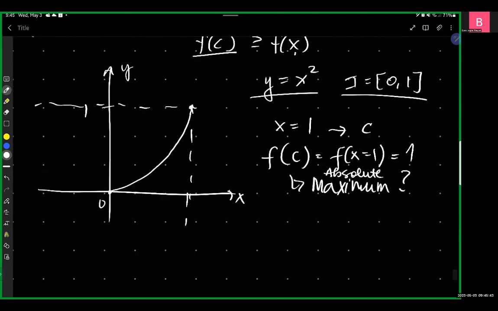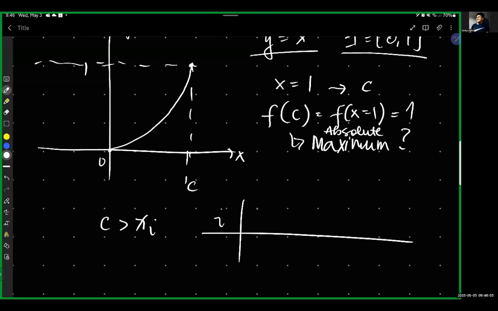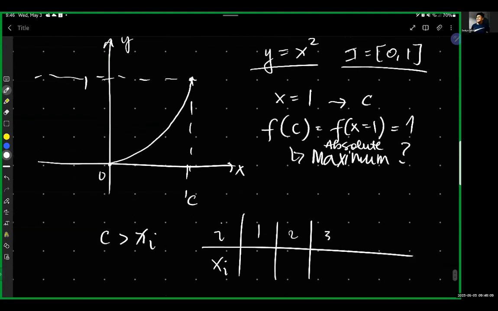Now, let's check. So let's consider now points less than C. For example, x sub i. Let's do this way, i equals 1, 2, 3, and x sub i.